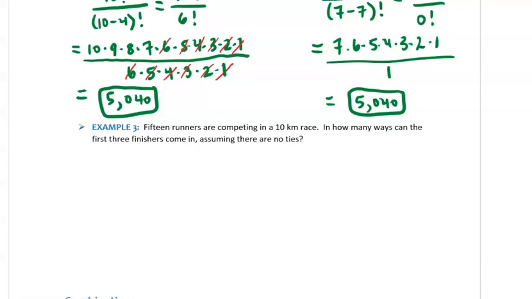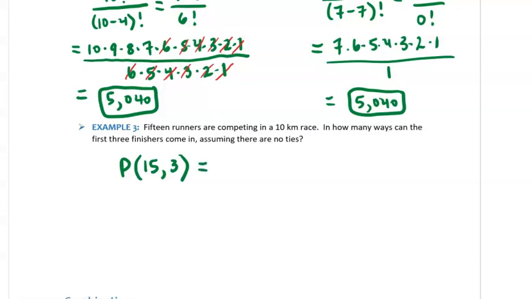This is an example of a permutation because it is an ordered arrangement of items in which the order matters and no item is used more than once. So in other words, when we're looking at the first 3 finishers, first place, second place, and third place, the order in which these runners finish matters. And no runner is going to occupy more than one place in this example. So this is an example of a permutation. We essentially want to calculate the number of permutations of 15 runners taken 3 at a time, which can be symbolically represented as P 15, 3.